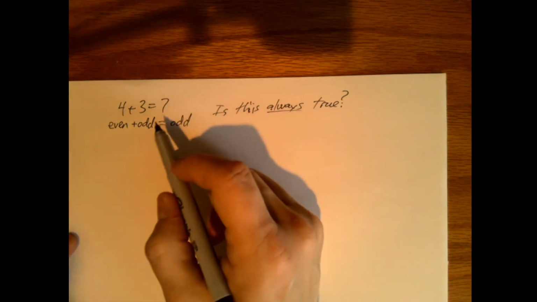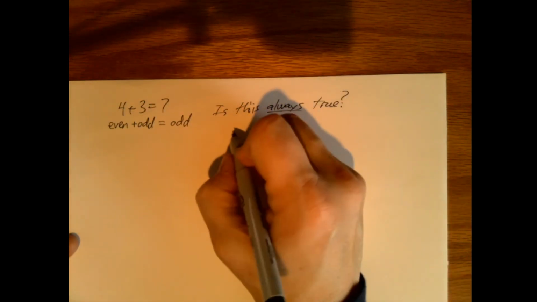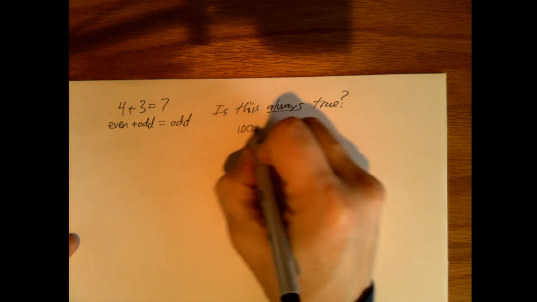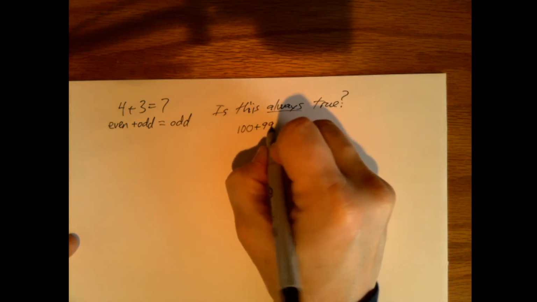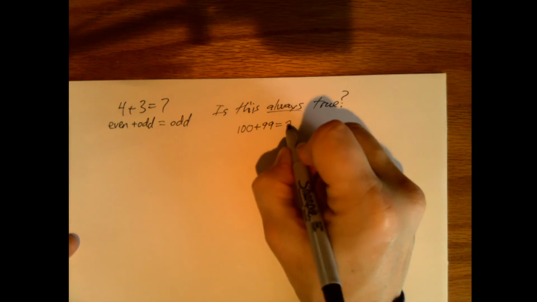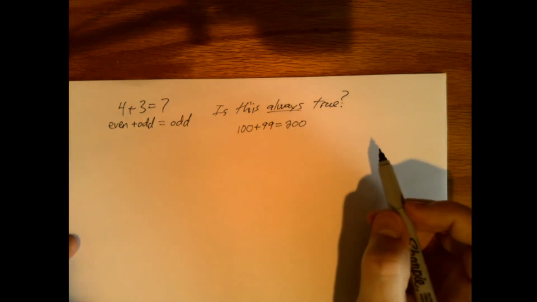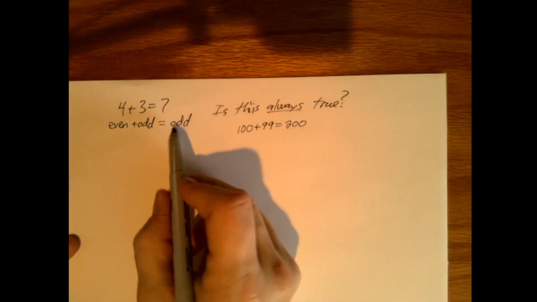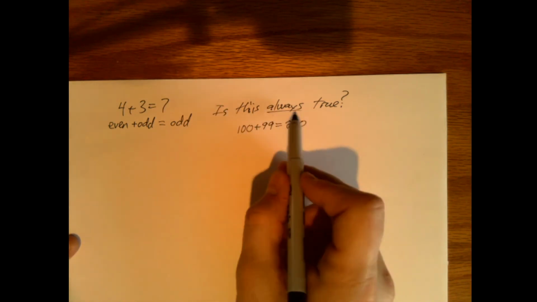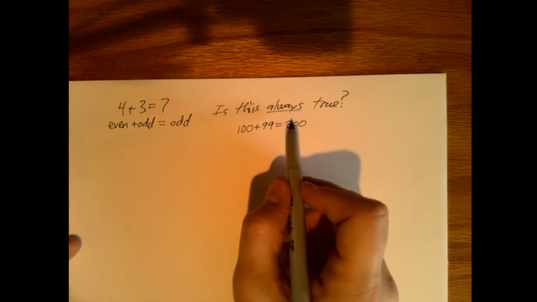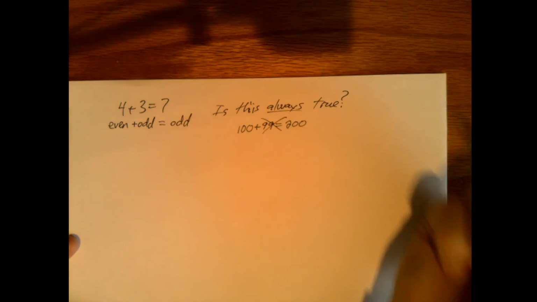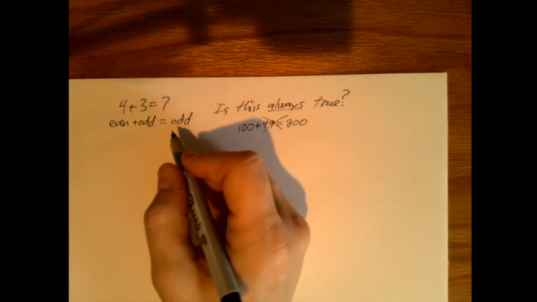Now, going back to what I said earlier about counterexamples, if somehow you were to find that 100, which is even, plus 99, which is odd, produced 200, which is even, then you would know this is not an always true statement. Okay? But obviously this isn't really true. In fact, it is a true statement. So how would I prove that?